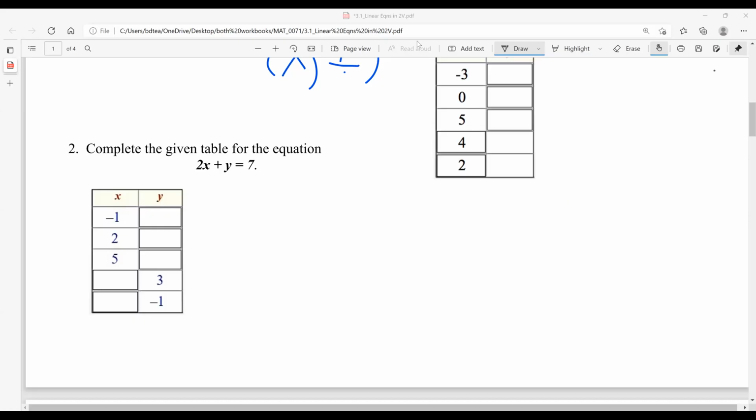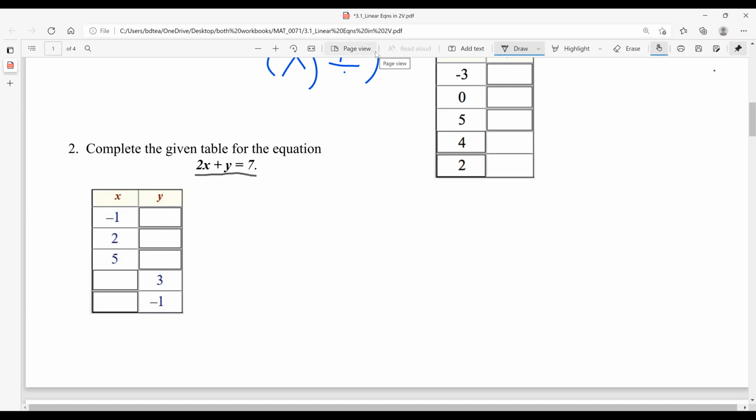If we look at number 2, complete the given table for the equation 2x plus y equals 7. If we look at the table, they've given us the x values and they've given us some y values, and we have to find the missing values here. Again, we're going to use the same equation, 2x plus y equals 7.